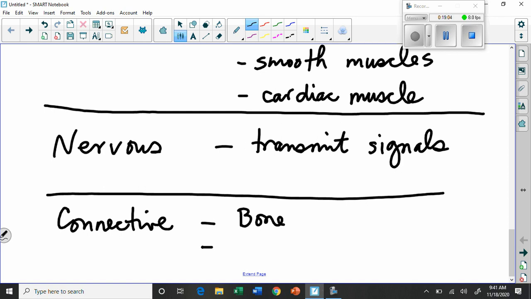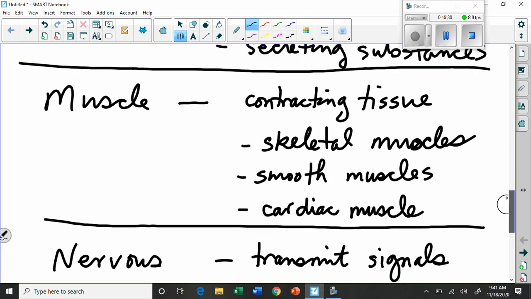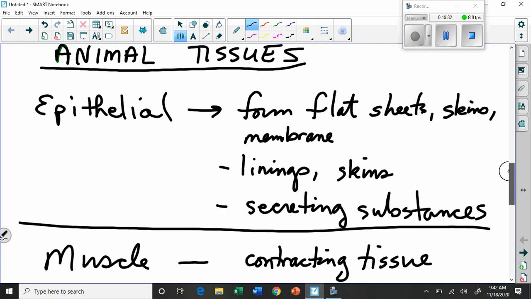So there's bone tissue. There's also fat tissue. And then one more being your blood. Blood is considered to be a connective tissue. And in a way, all of these tissues do sort of connect various parts of our body together, don't they? That's kind of why they're named that. Bone, fat, and blood.